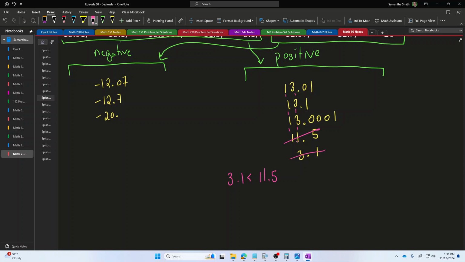Okay, now let's compare the values after the decimal point. Here I have 0 tenths. In the third number, I have 0 tenths. But in the second number, I have 1 tenth, which is the highest digit of those 3. And so this number in the second position is going to be the largest number in this list.